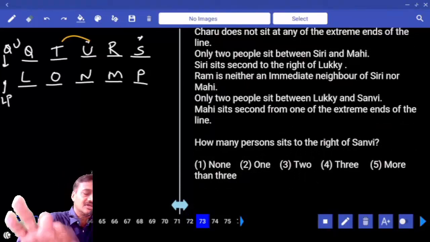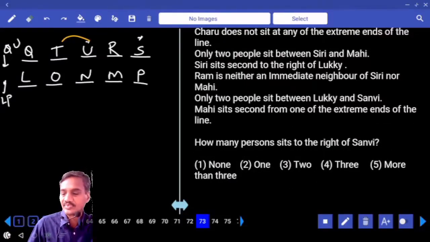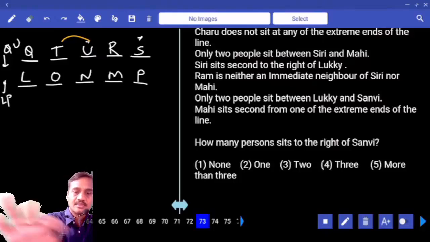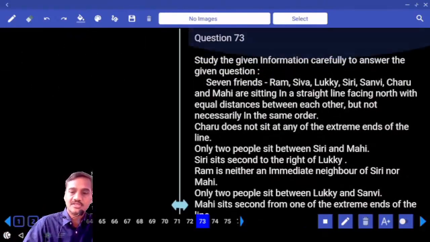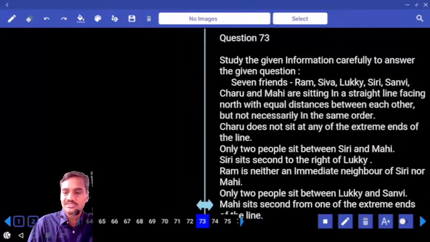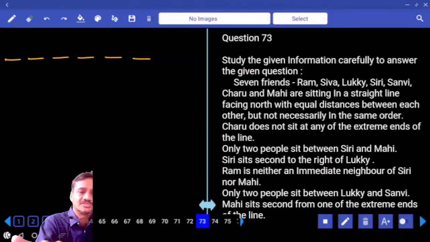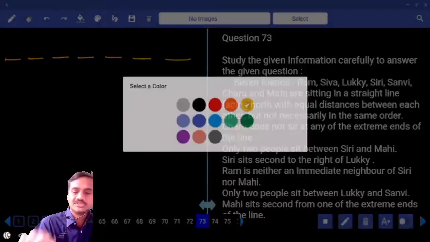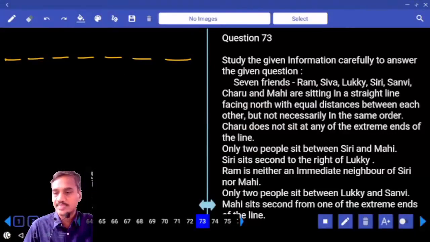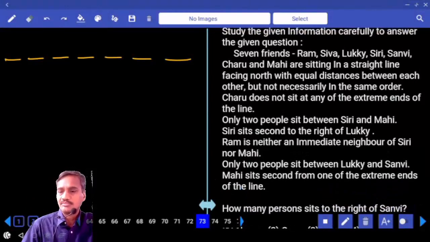Then 73 onwards, it is based on seating arrangement. Now how many persons are there? Now 7 persons. So now these 7 persons are seated in a row and they are facing towards north. 1, 2, 3, 4, 5, 6, 7. Now 7 persons are seated in a row facing towards north, but not necessarily.